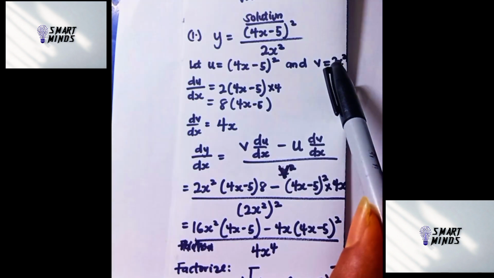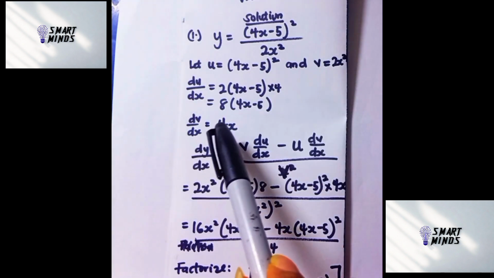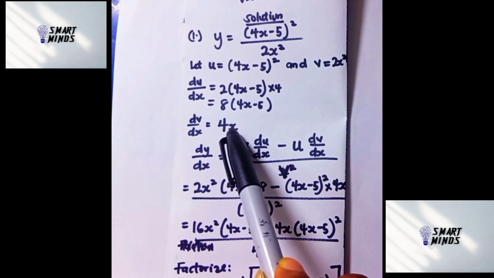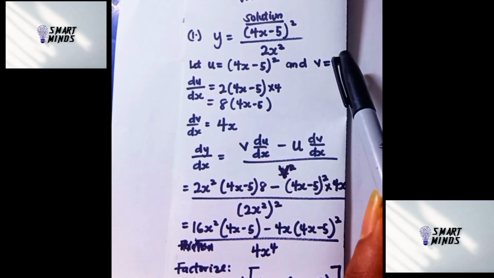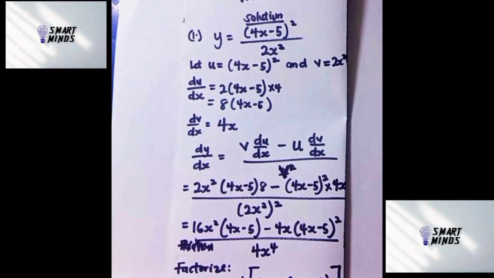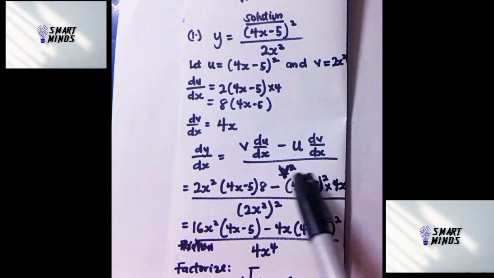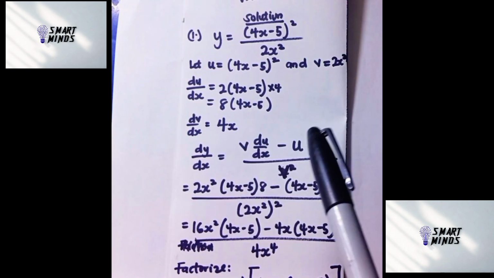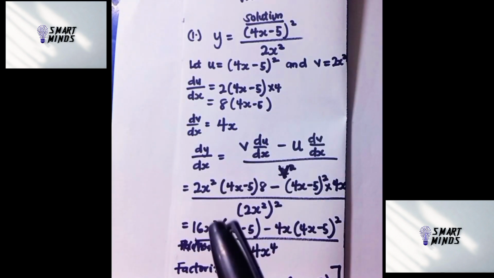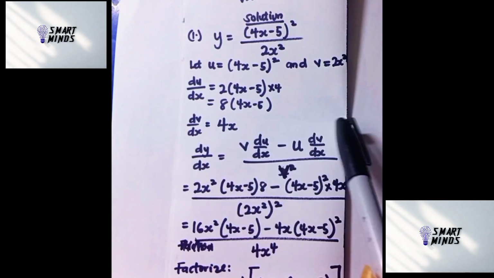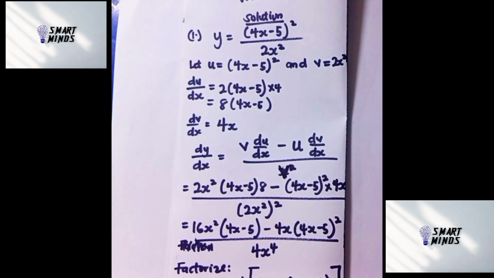Now let's differentiate v with respect to x. So dv/dx gives us 4x. Do you remember? 2 times 2 is 4, then 1 minus 2 is 1. So that gives us 4x. Okay, now we can plug in the values of those variables into the formula, the quotient rule formula. Alright, recall this is the formula for quotient rule. So let us plug in the values of each of the parameters and simplify. Please follow carefully.